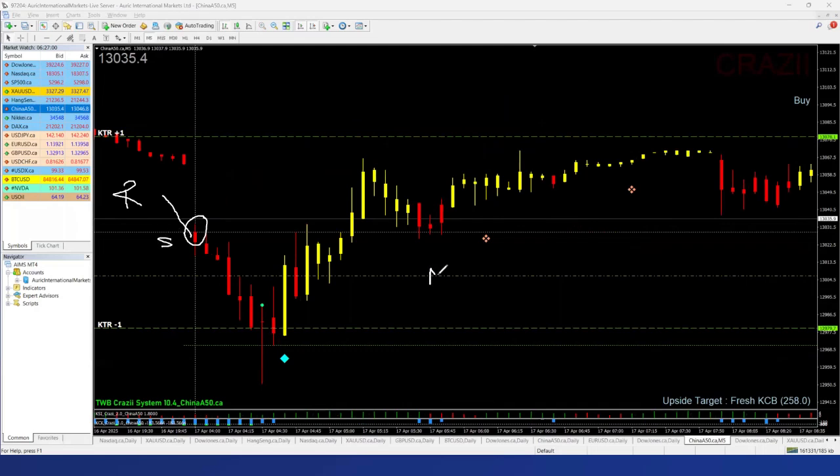Now you notice that there's MLP here. So the first TP level can be here. But because it's below OP and it's below MLP, by default, you can sell some more, right? Okay. Then it went down very nicely to KTR minus 1. Very nice. The first TP is given.